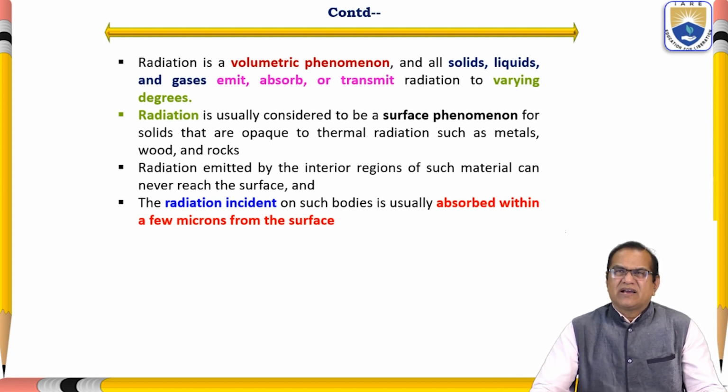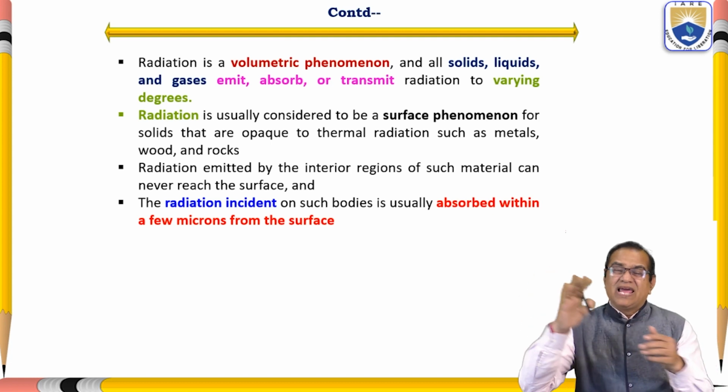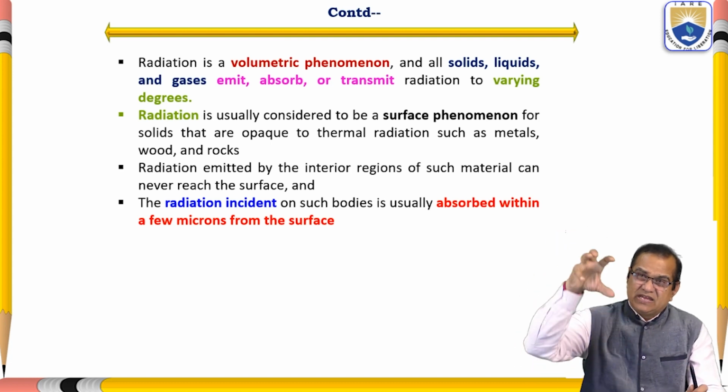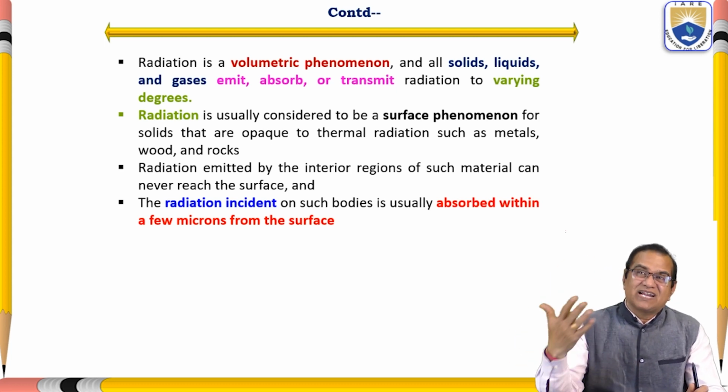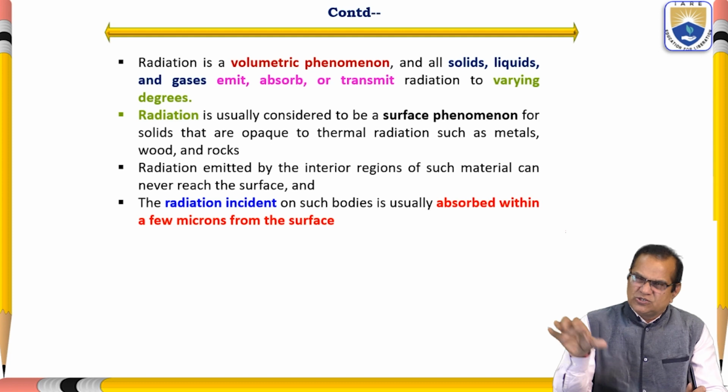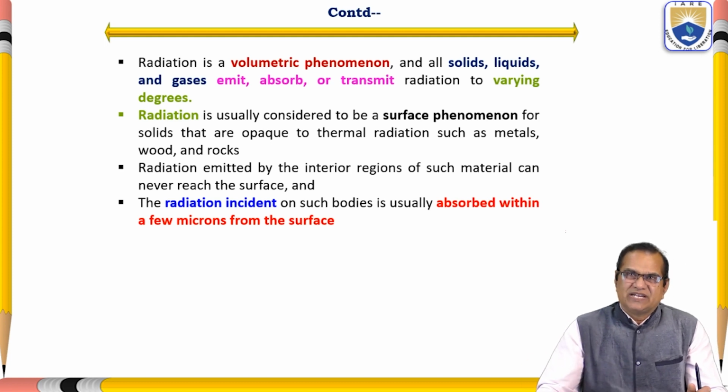Radiation is usually considered to be a surface phenomenon for solids that are opaque to thermal radiation, such as metal, wood and rock. So it is a surface phenomenon. It is like sun rays coming and hitting the rock. So the rock surface will be very hot, and after that the conduction will take place, and then slowly it will go inside.